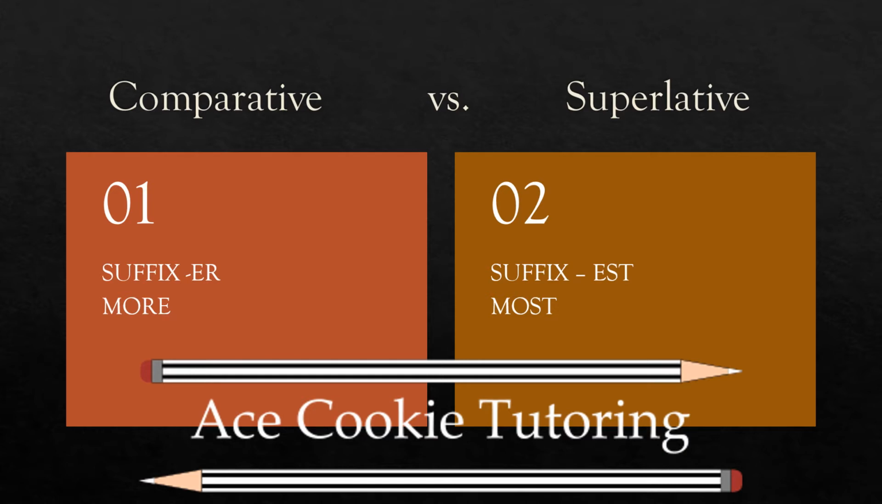So when I talk comparative, I'm going to add a suffix, er, or maybe I'm going to use the word more. And when I want to contrast, I'm going to use the suffix est, or I'm going to use the word most. So those are the very broad overview of this entire presentation. So let's jump into some more specifics in the following slides.